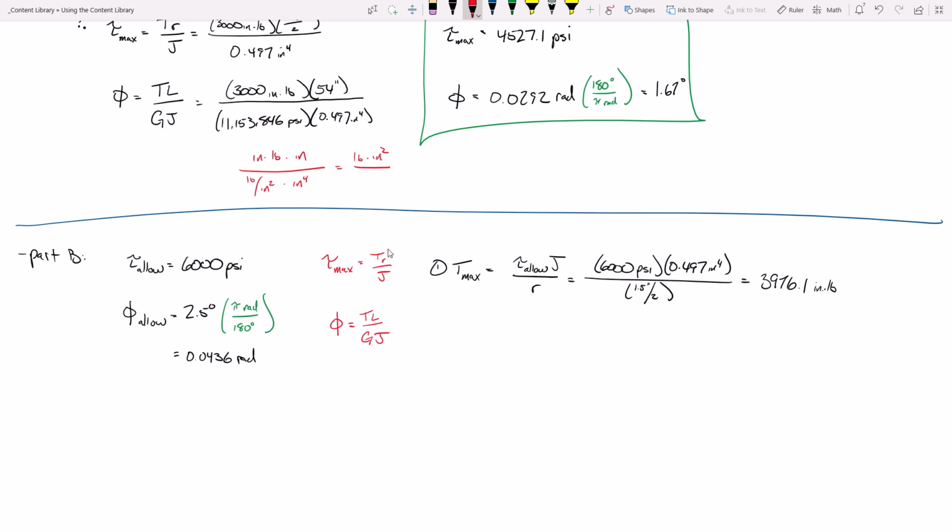Okay, so now we have another Tmax. Does that make sense? That's just me taking this equation, multiplying both sides by GJ, and dividing both sides by L. Everybody okay with that?